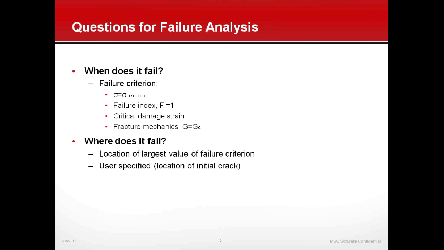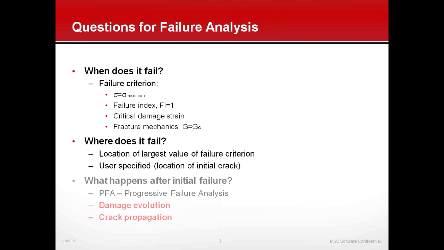Secondly, you may be interested in where it fails. And typically, of course, if you have a failure criterion, your structure would fail at the location of the maximum of the failure criterion, or where the failure criterion is fulfilled. So that's what would be the place. You can also specify upfront by giving an initial crack. And by doing so, you would specify where the structure would fail.